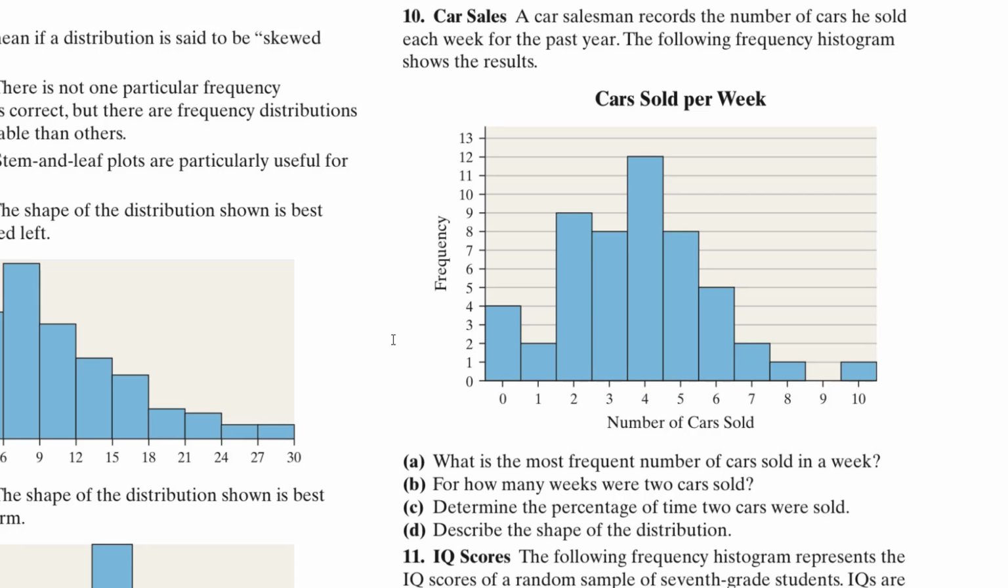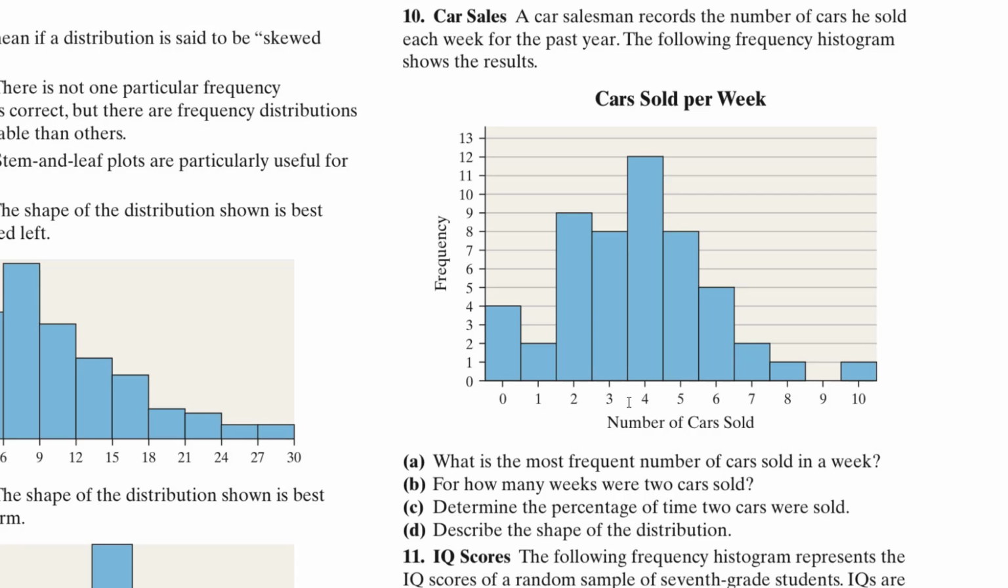Part A is asking, what is the most frequent number of cars sold in a week? What they're really asking is, what is the frequency associated with the tallest bar in the histogram? You notice the tallest bar is this one right here in the middle, and the frequency associated with that is 4. So the most frequent number of cars sold in a week would be 4 cars.